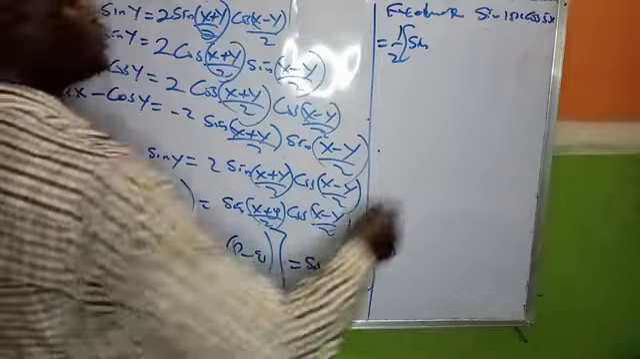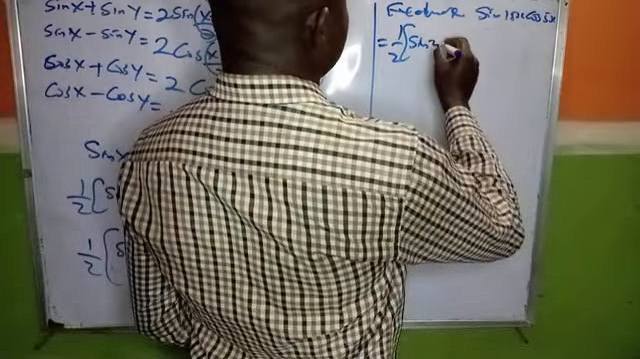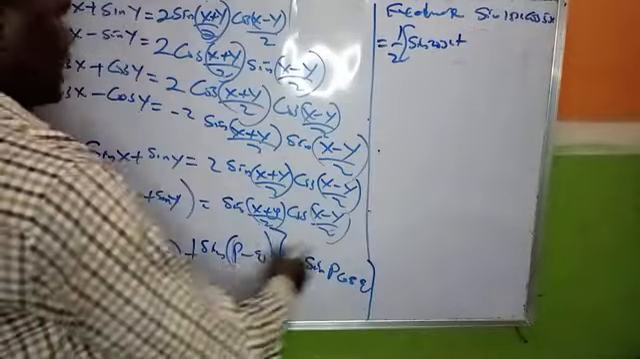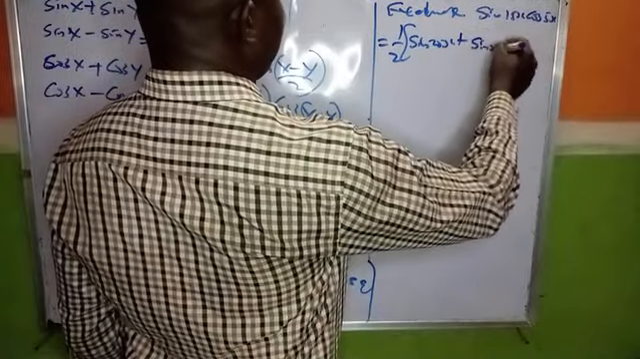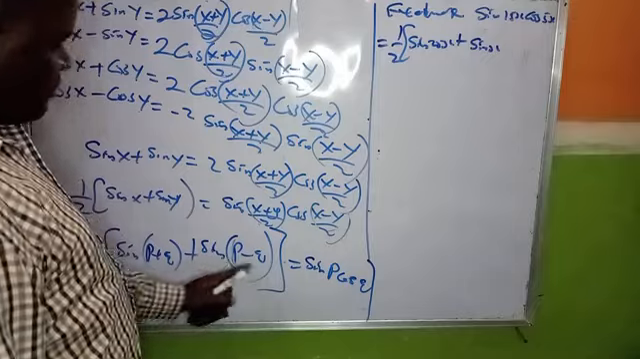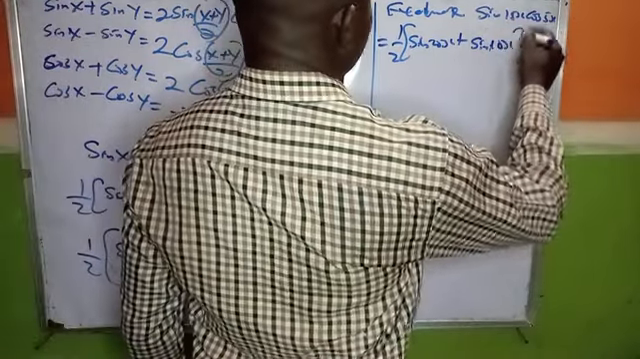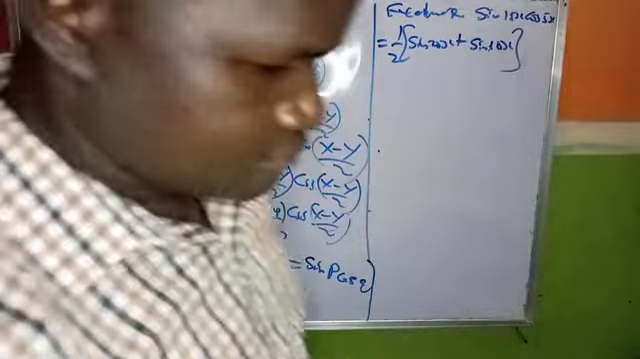So what is p plus q? That's 15 plus this. So you have 20x. Then plus sine again. So p minus q. That's 15 minus this one, that is going to give you 10x. So that's simply your answer.